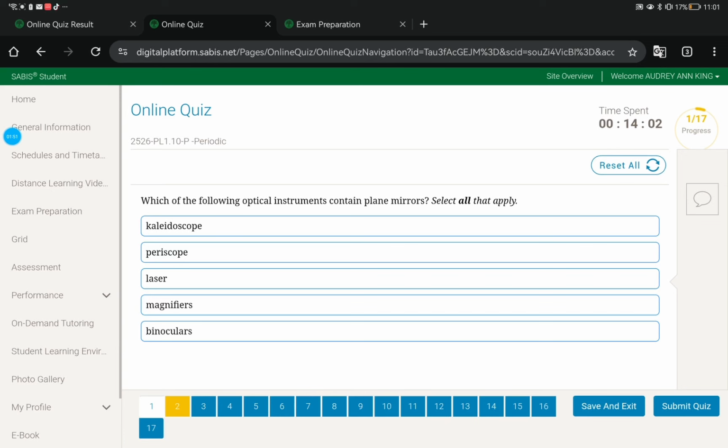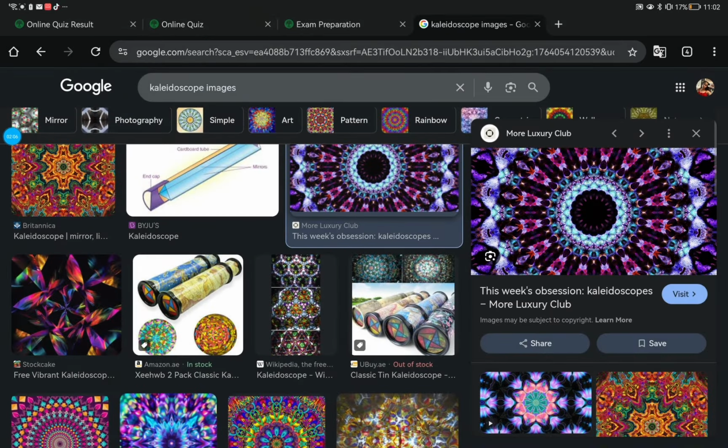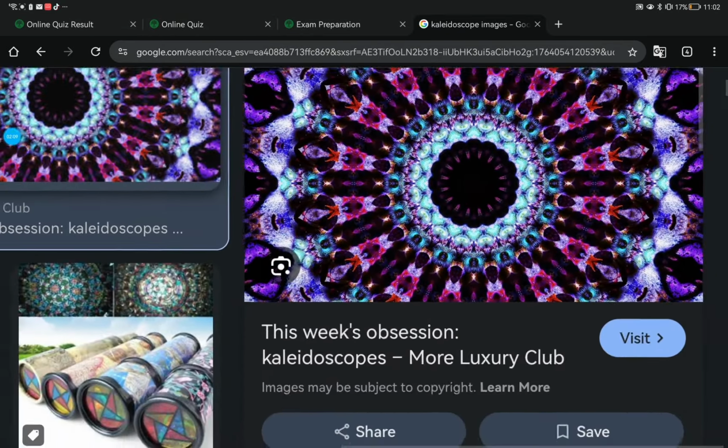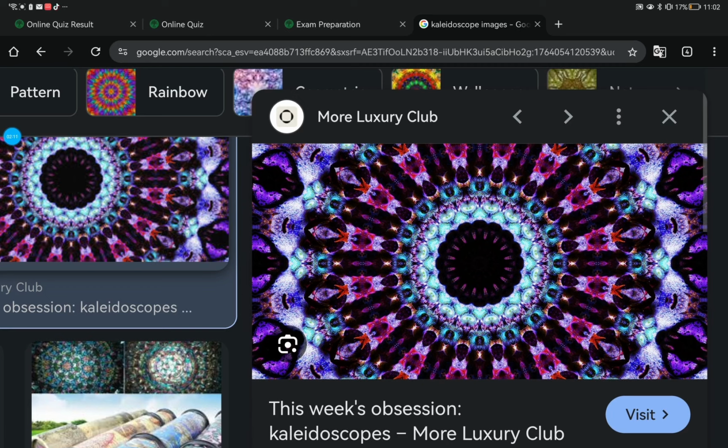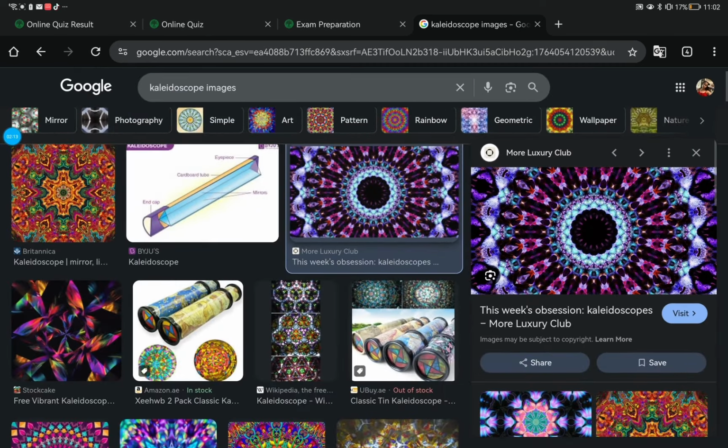Which of the following are optical instruments that contain plane mirrors? A kaleidoscope. Yes, a kaleidoscope uses 3 plane mirrors connected in a triangular tube to form symmetrical patterns. Let me show you. This is something like what a kaleidoscope would produce.